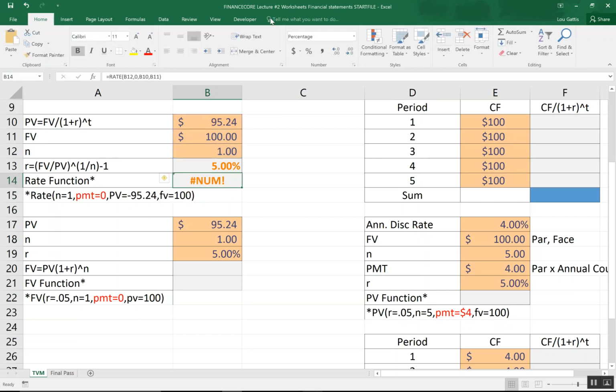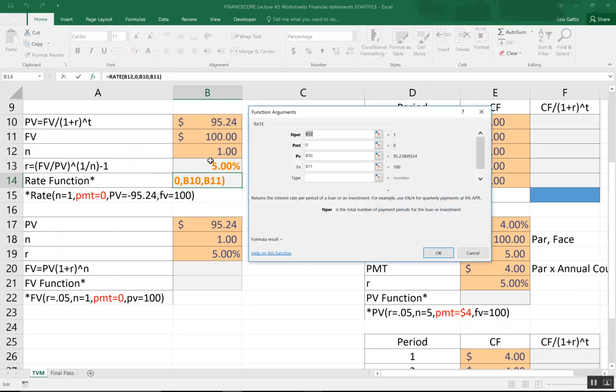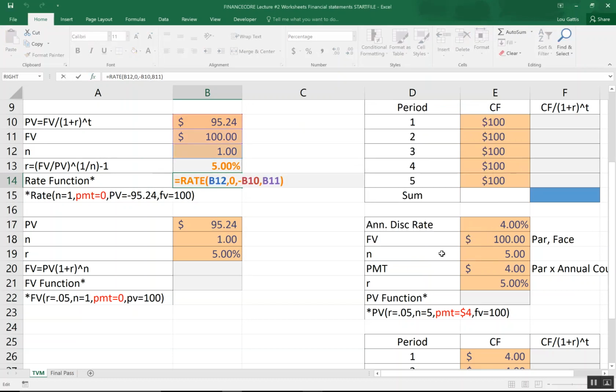Well, see, that's not working. So here's what we're going to do here. In order for the rate function to work, you need to do inflows and outflows. So what we're going to say is that the present value is we're going to pay $95 today and receive 100. What rate of return would you earn? And there's the 5%.